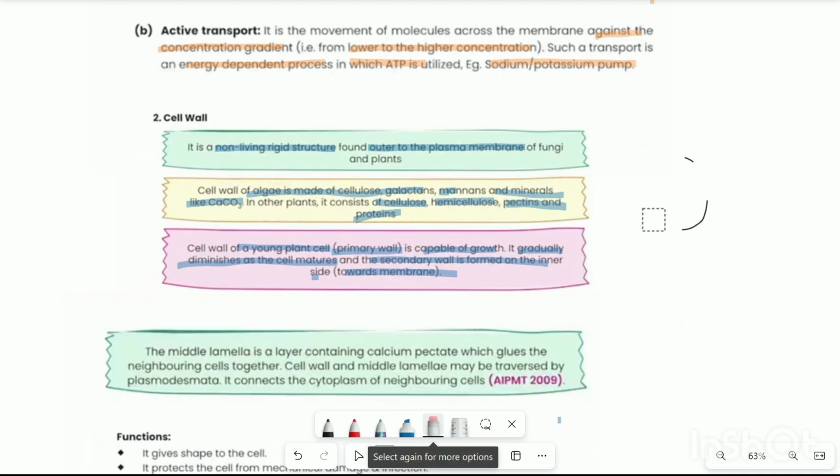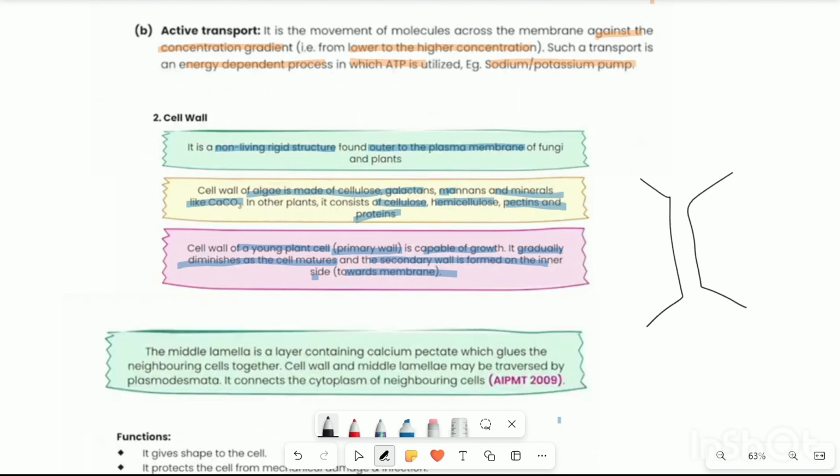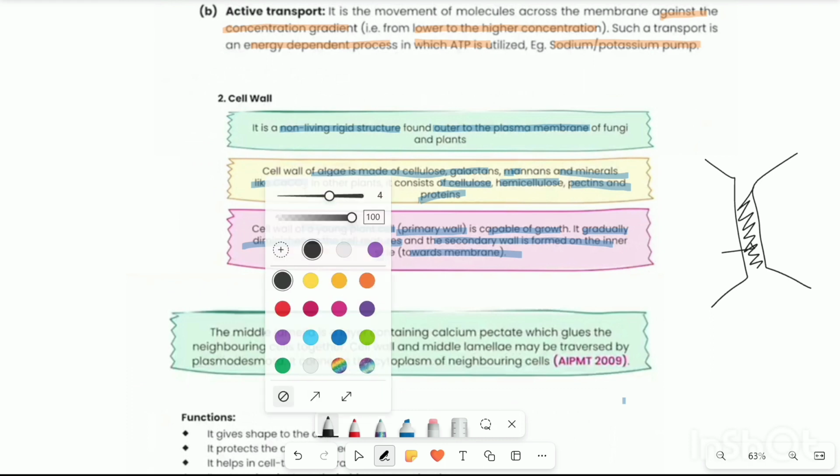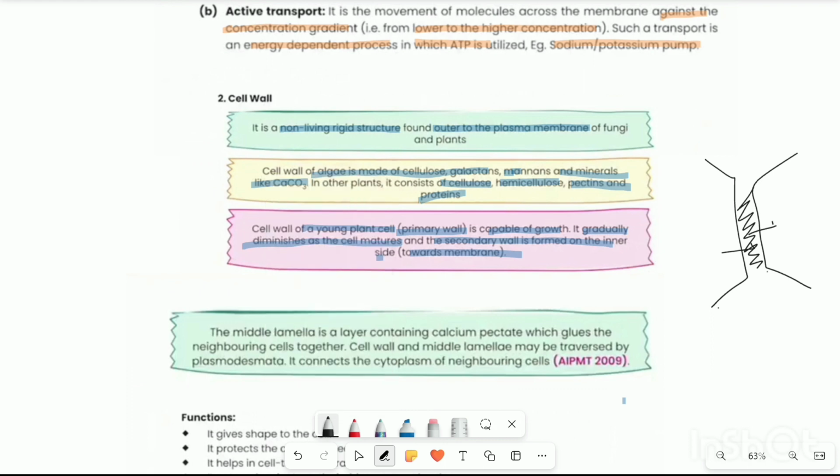Now see, suppose there are two adjacent cell walls. This is one side and this is the other. This middle area we call plasmodesmata, which glues the neighboring cells together. And this we call the middle lamella.